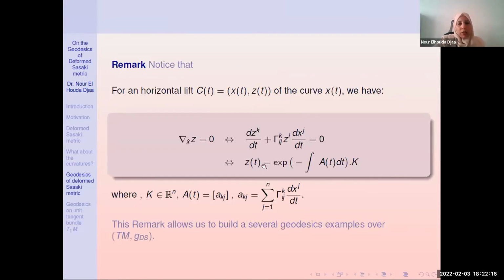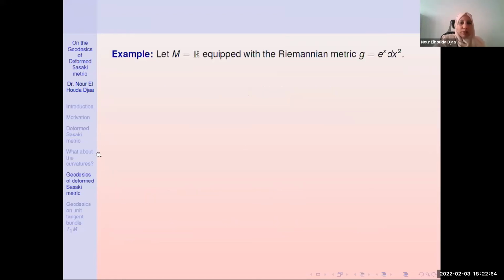And notice that if we take a horizontal lift curve C(t), we have nabla x point z equals 0, and this gave us the value of z(t), which equals in this case exponential of minus the integral of dt multiplying k, where k in this case is a constant. This remark allows us to build several examples of geodesic curves over (TM, g_DS). I choose one example to show you.